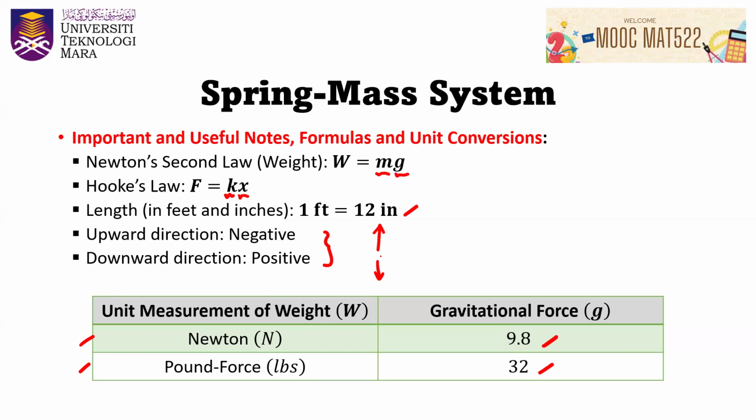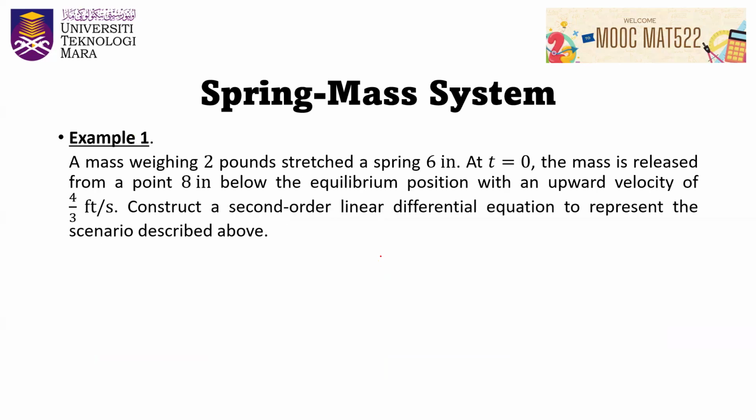If you are ready, then we can look into the first example in constructing a second-order linear differential equation. A mass weighing 2 pounds stretches a spring by 6 inches. At time t equals 0, the mass is released from a point 8 inches below the equilibrium position with an upward velocity of 4/3 feet per second.